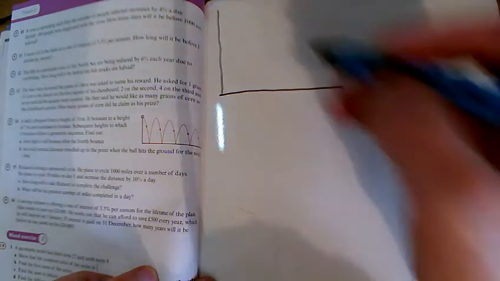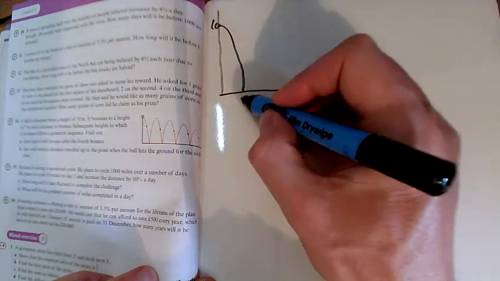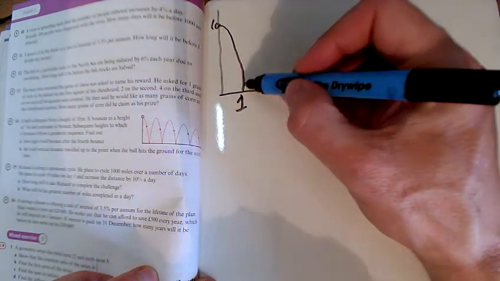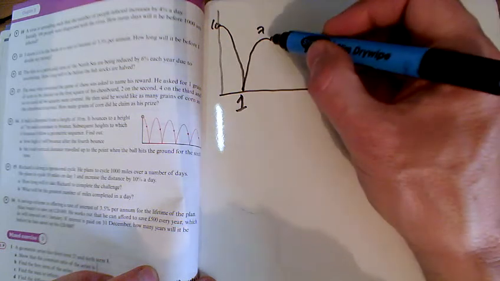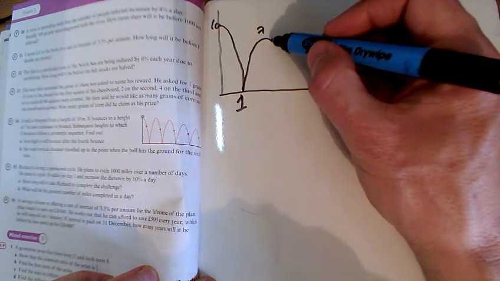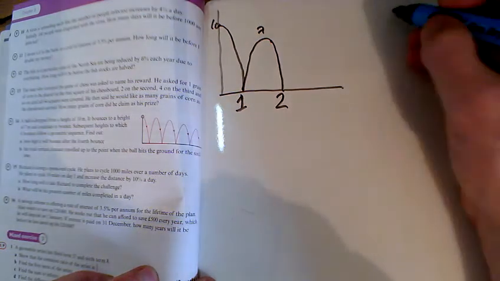Question 14 takes a bit of thinking. It starts at 10 and goes down and then hits the ground here. So this is bounce one. And after bounce one, it comes up to 7 meters. And then it hits the ground at bounce two.